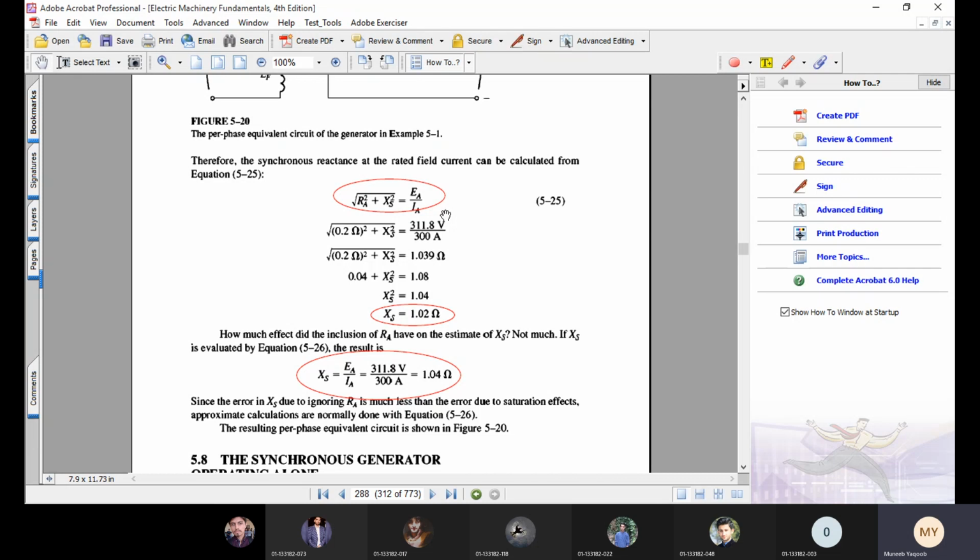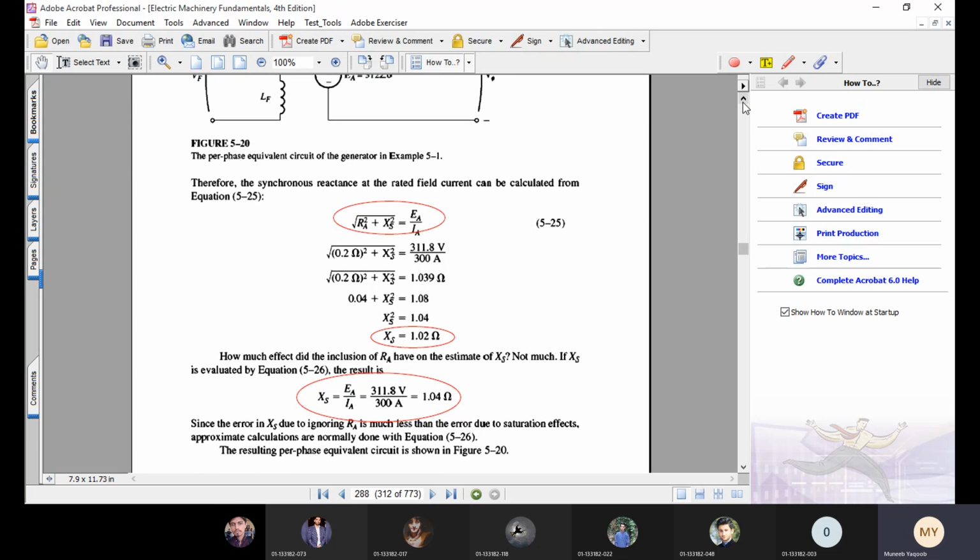So we can say that the approximate value of synchronous reactance is almost equal to the exact value of synchronous reactance. That is why a lot of authors don't bother to calculate the negligibly small armature resistance. Still, how they calculated the armature resistance is a very interesting thing.